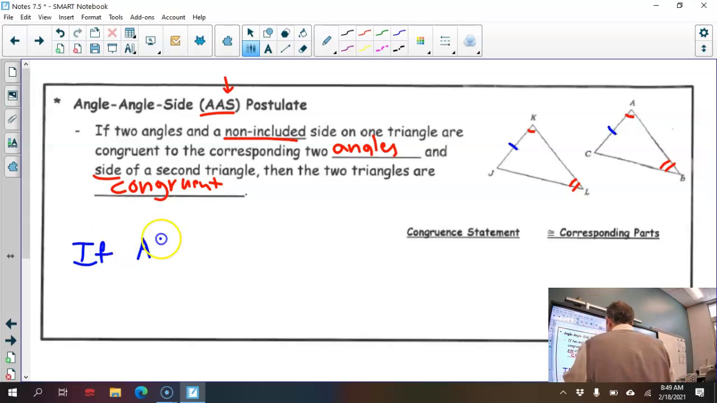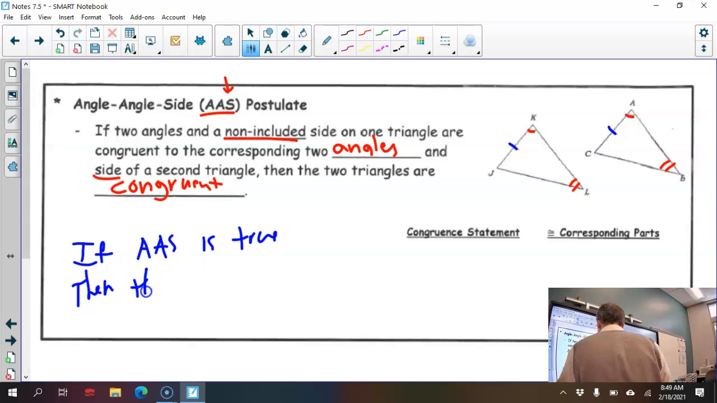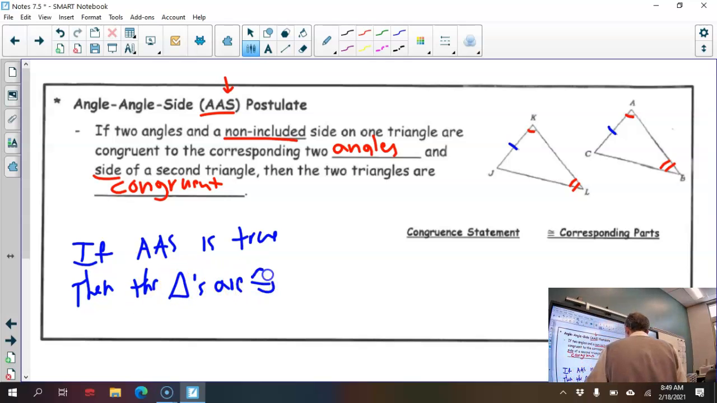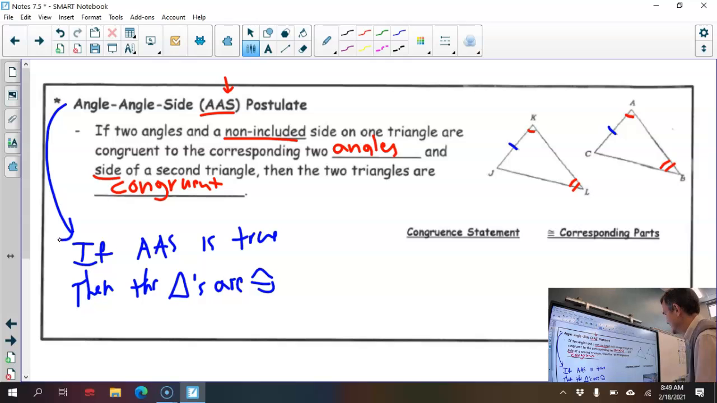If angle, angle, side is true, then the triangles are congruent. That would be what this angle, angle, side postulate says. And so what would my congruence statement look like? My congruence statement would be triangle, we'll just call it JKL, is congruent to triangle.